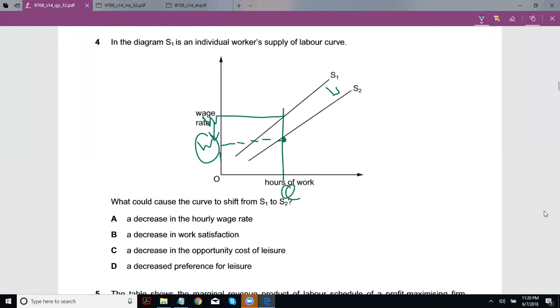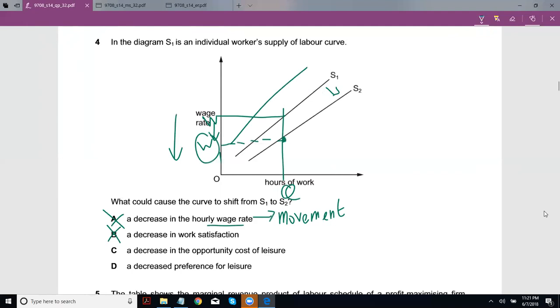If you decrease the hourly wage rate, that would cause a movement on the curve. You're decreasing the y value, so that would cause a movement along the curve. It wouldn't cause a shift, so you can cross that out. A decrease in work satisfaction: if work satisfaction decreases, you'd work the same amount of hours only for a higher wage because your disutility of work has gone up. So for that, something like this would have made sense, not what we have here.